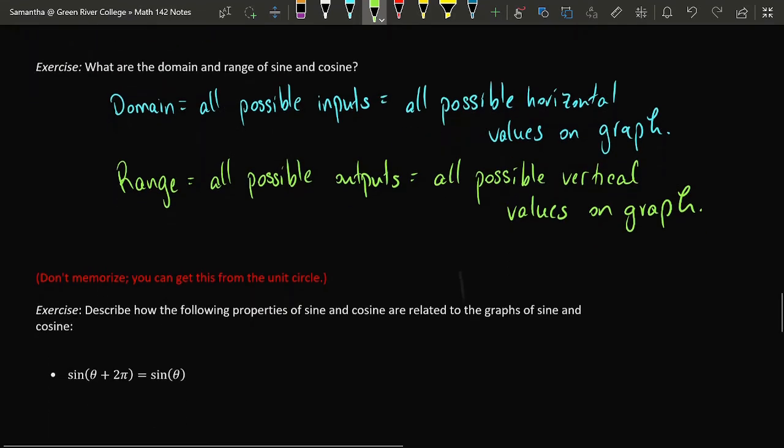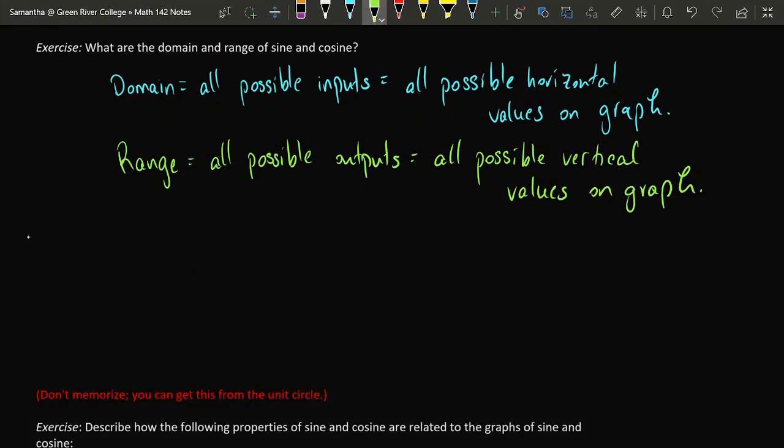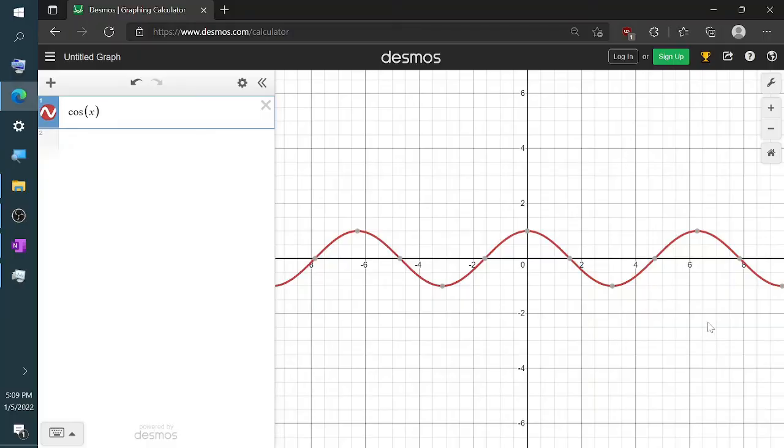So let's have a look at the graphs of sine and cosine one more time, and let's see if we can describe all the possible horizontal values that we're seeing and all the possible vertical values that we're seeing. Here I am back on Desmos looking at the graph of cosine. Now let's have a think about this domain.